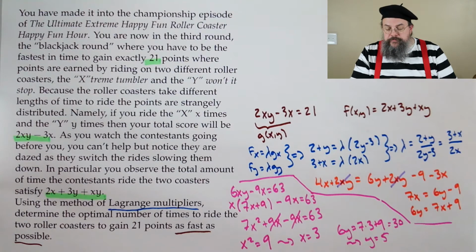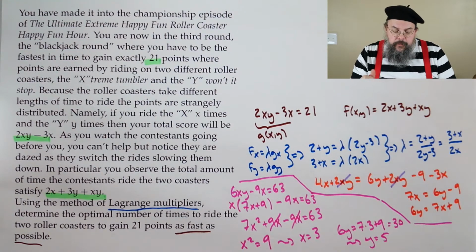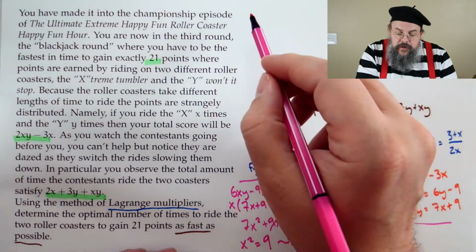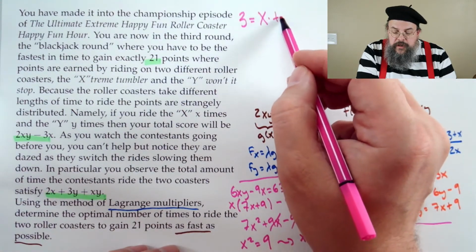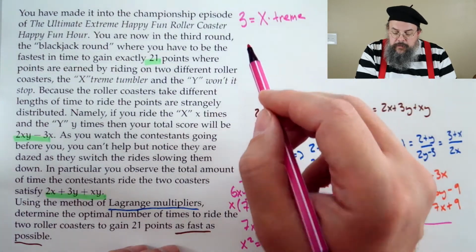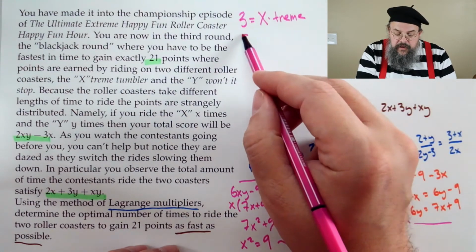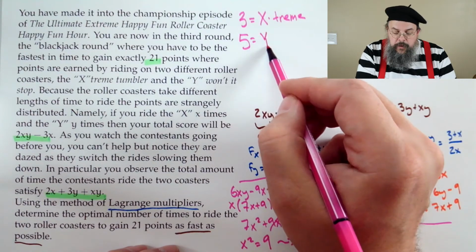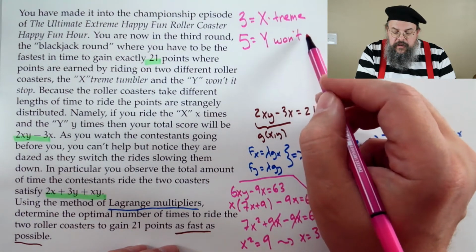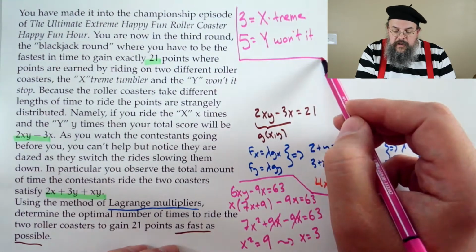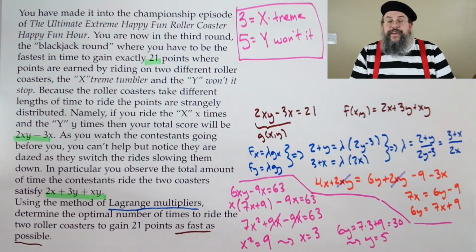All right. So what do we do? Okay, so we're going to do 3 times for the x stream. And we're going to do 5 times for the y one. And that's it. That's the answer.